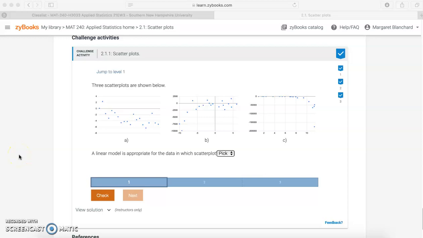Section 2.1, challenge activity 2.11. Three scatter plots are shown below. A linear model is appropriate for the data in which scatter plot?